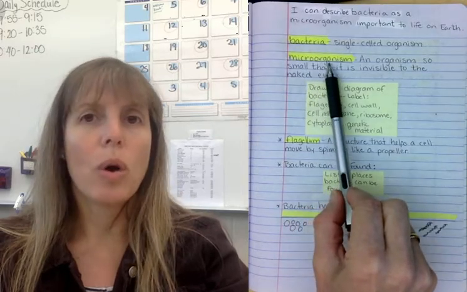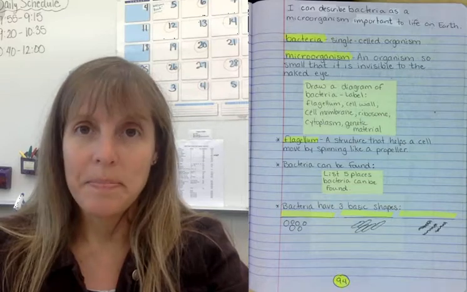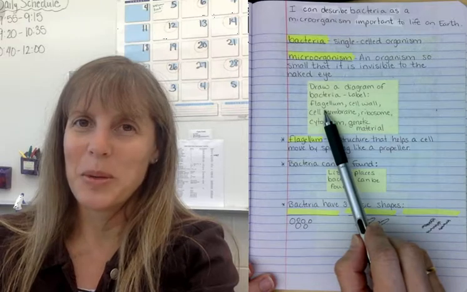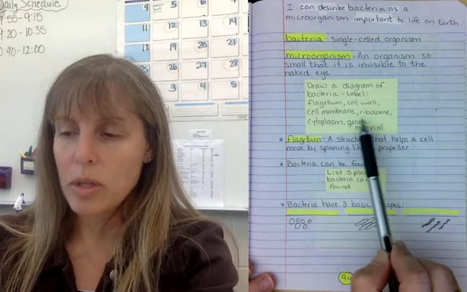So now we're going to use this term, microorganism. Say it with me, microorganism. It is an organism so small that it's invisible to the naked eye. So I want you to draw a diagram of bacteria and label the flagellum. Flagellum, cool term. Say it with me, flagellum, cell wall, cell membrane, ribosome, cytoplasm, and genetic material.